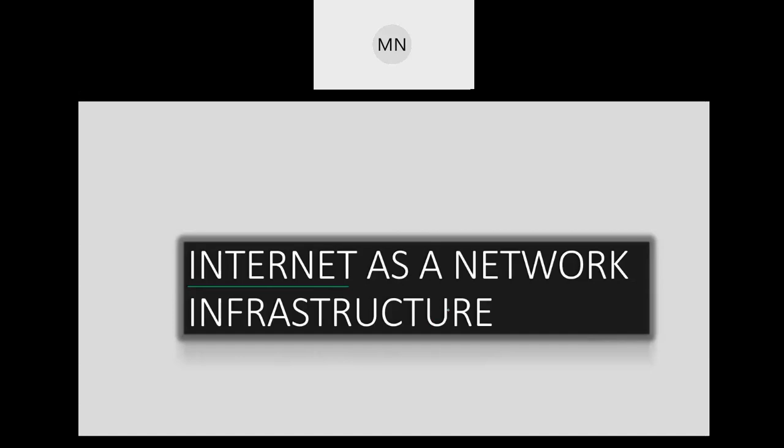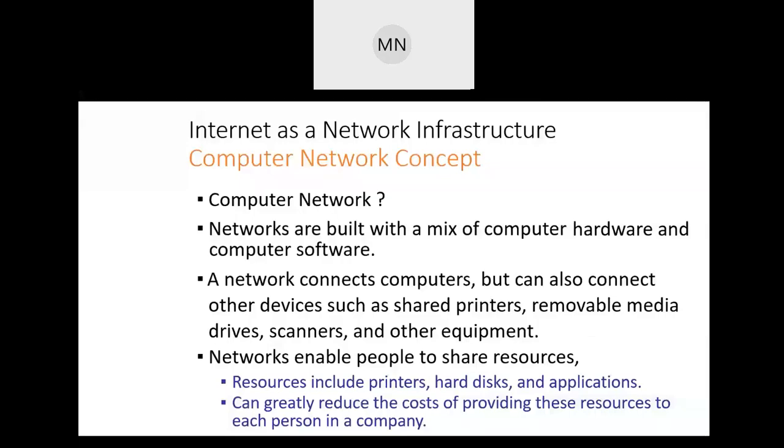Before starting with the internet, we briefly discuss what a network is and some common terminology used in a network. Internet as a network infrastructure: computer network concepts. So what is a computer network? A network is a mix of computer hardware and software, or otherwise a collection of different computers that are connected together. Not only computers, but also other devices such as printers, removable media, scanners and other equipment that are connected together is called a network. Networks enable people to share resources.